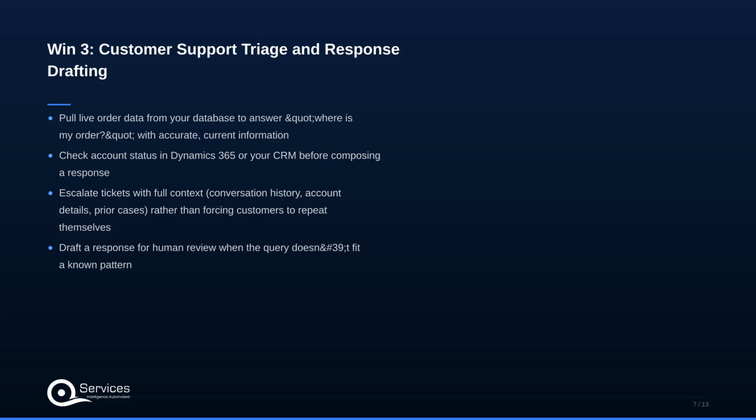We recommend a propose, don't act pattern for at least the first 60 days, where the agent drafts what it would do and a human approves. Only remove the review step once you've validated accuracy against a meaningful sample size.